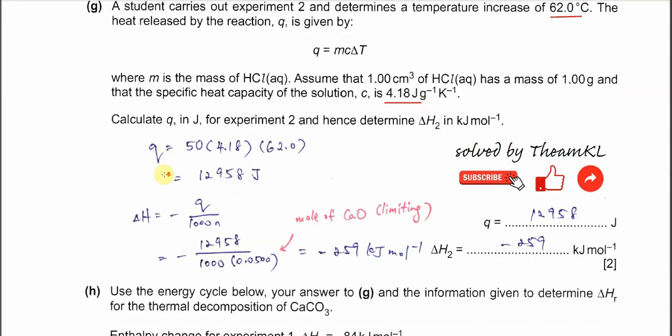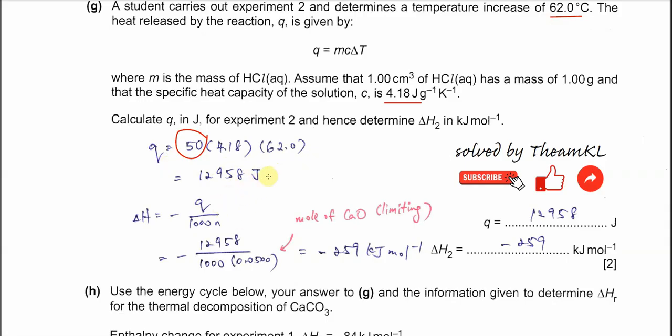Okay, calculate the Q. Q equal to 50, because we use 50 cm cube, which means 50 gram now, times 4.18 times the temperature increase. The delta T is 62 now. You should get 1295 joule.